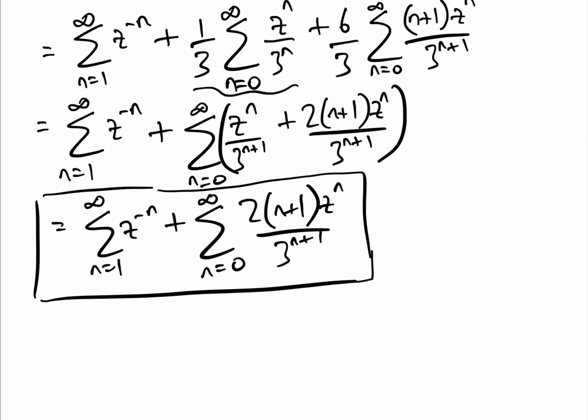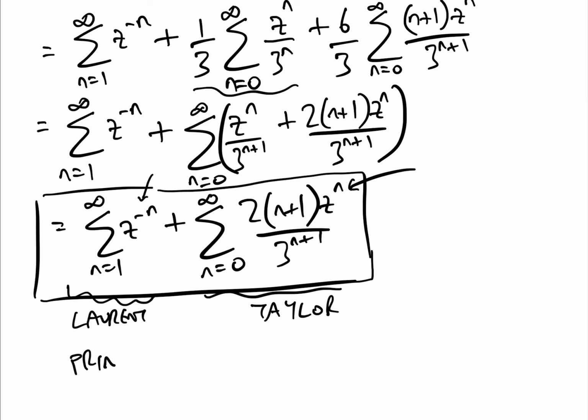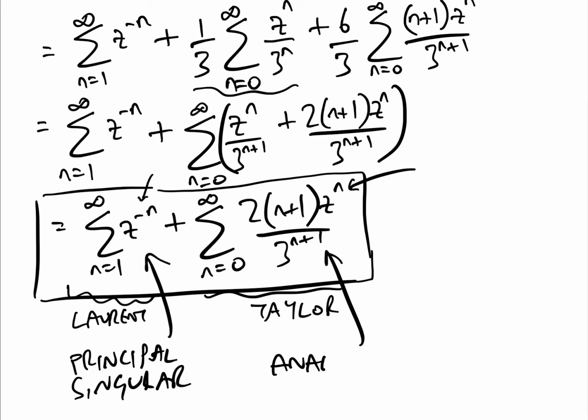Now just having a quick look. This here, because we've got the z to the minus n here, is the Laurent series bit, and this here is the more traditional Taylor series bit, because all the n's here are positive. Just as a matter of interest, more formally, this bit here is called the principal or singular part of the Laurent series, and this bit here is called the analytic part of the Laurent series.